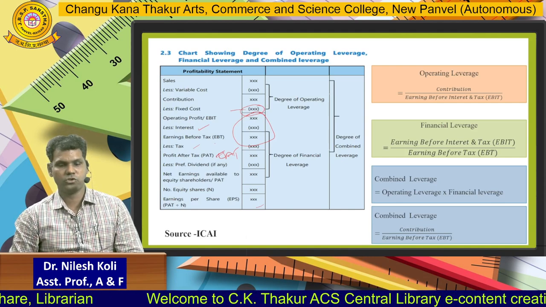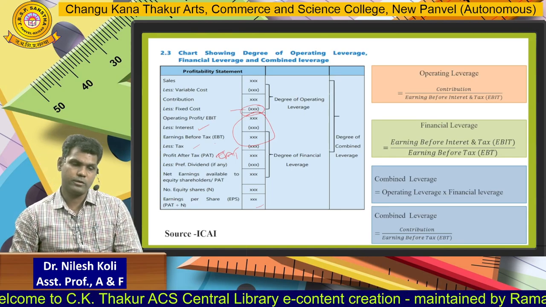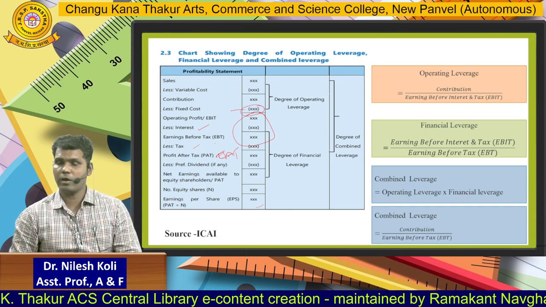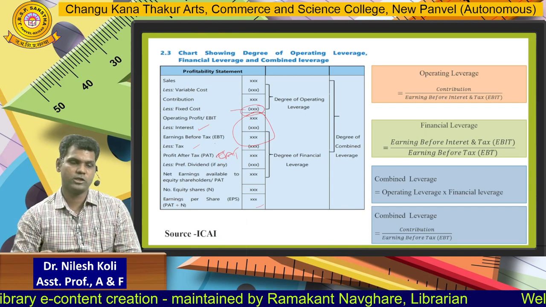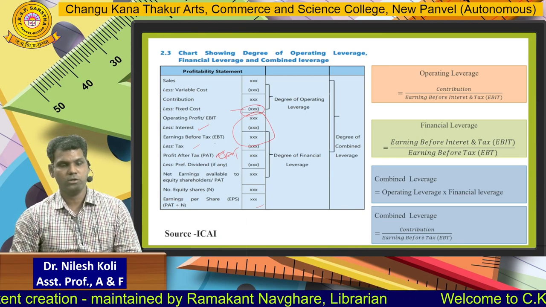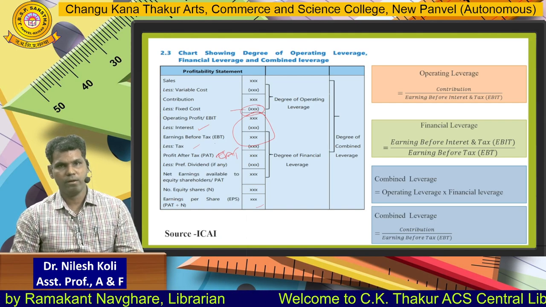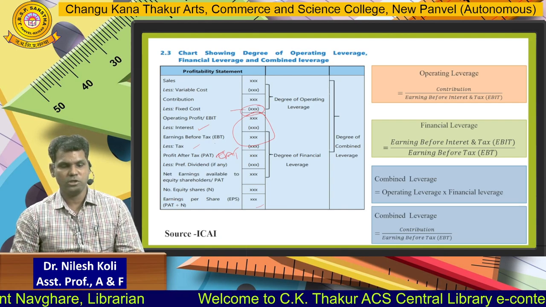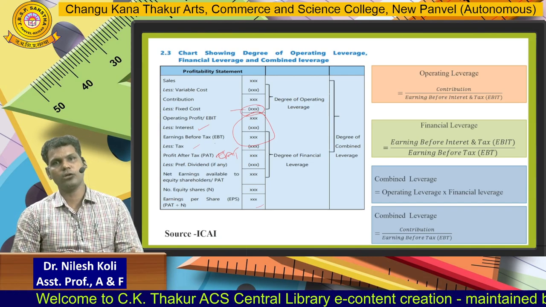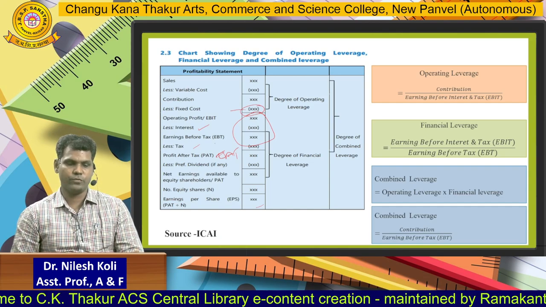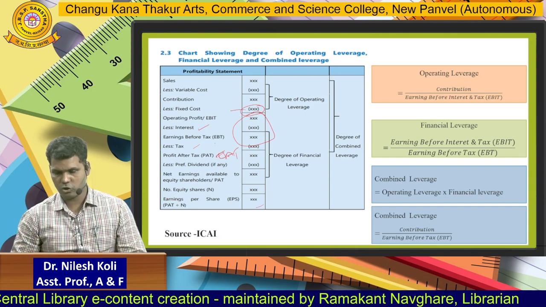And the profitability statement, we have to keep in mind this statement because it is very important. Whenever you solve this problem, you should understand that statement, because it is very important while calculating these leverages. This is the income statement: sales minus variable cost, contribution, then fixed charges, then EBIT, less interest, EBT, less tax, then EAT, less preference dividend, then earning available to the equity shareholders, which is divided by the number of equity shares, and finally you get the earning per share. And again this formula, which we already discussed.